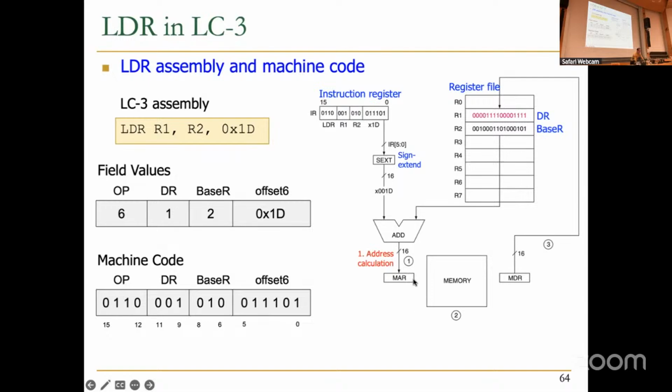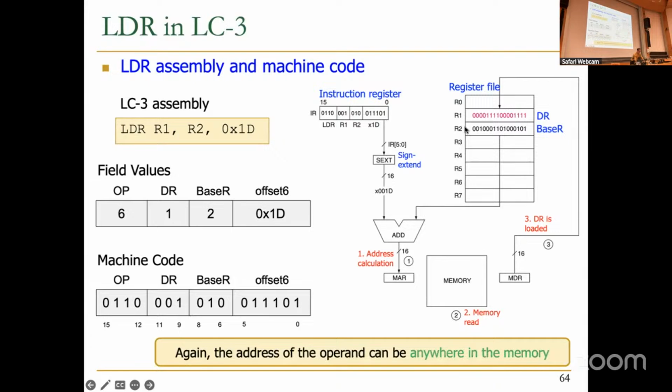And that address gets stored in the memory address register. And then you move to the next state in the state machine. That next state does the memory read. And when the memory is ready, the data is placed into the MDR by the memory. And the last state in the execution of LDR is you take the data in the MDR and place it into the destination register, which is 1 in this case. Make sense? Okay. So again, the benefit of this is the address of the operand can be anywhere in memory, but you don't do the injection.